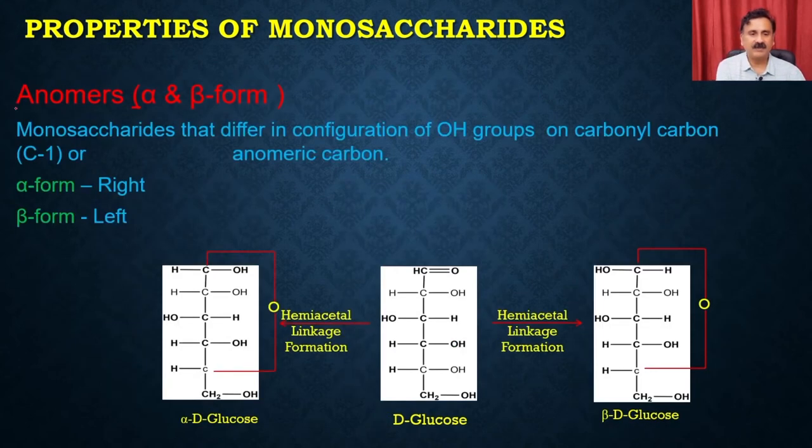Then we have the anomers. So anomers are the alpha or beta forms. Anomers are monosaccharides that differ in the configuration of the OH group on the carbonyl carbon, or the anomeric carbon. So you can see that this is the linear chain D-glucose molecule, and when it goes through hemiacetal linkage formation, it generates an additional chiral center on this first carbon. So on the first carbon, if the OH is on the right side, right, then it is called the alpha form. Whereas if the OH is on the left side, then it is called the beta form, right? So this is the alpha-D form, this is the beta-D form, right?